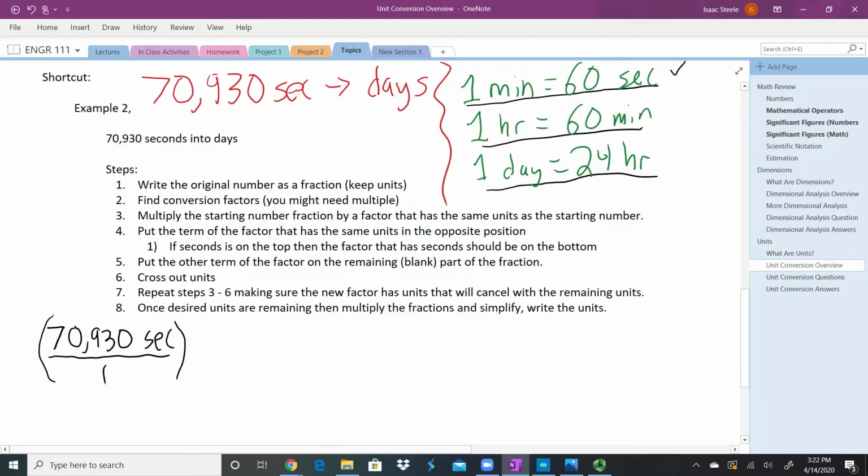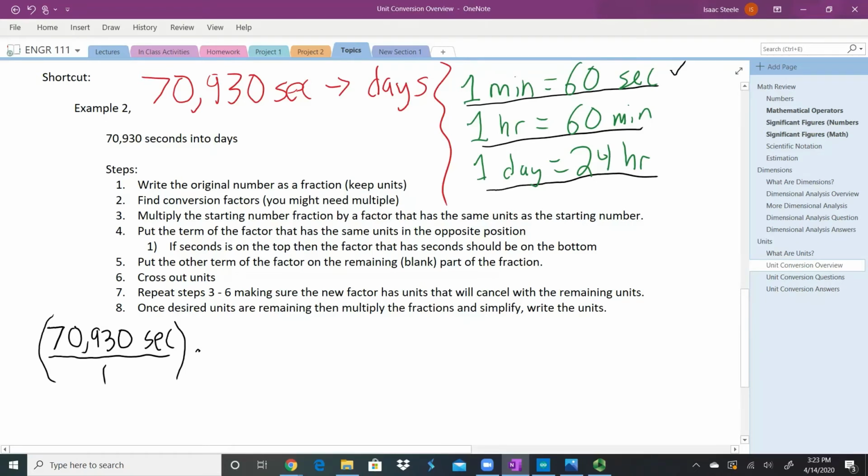Mine just so happens to be in the correct order. It's on the top. So what I'm going to do is multiply this fraction by this conversion factor, but instead of having to go through and move the 60 seconds over, have that be a 1 and figure out which way to work, I'm going to look at this and say, well, I want to cancel out seconds.